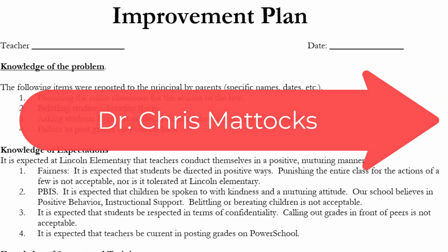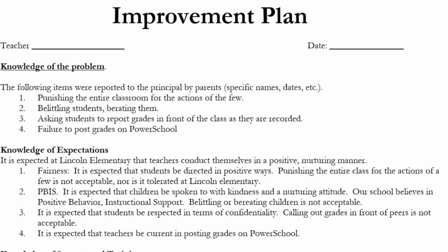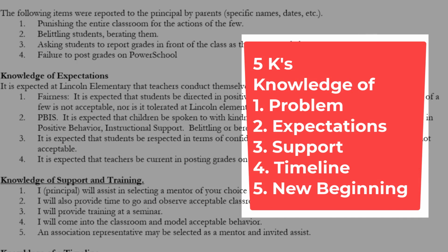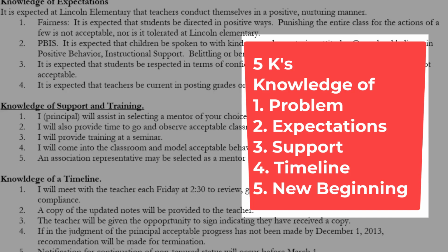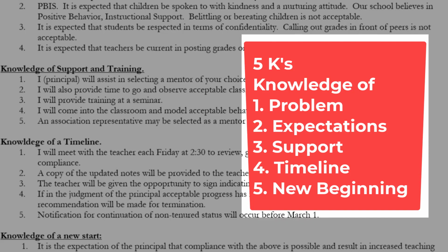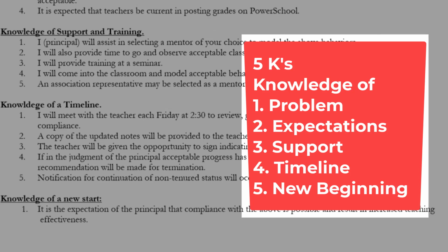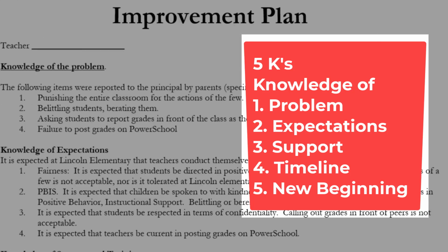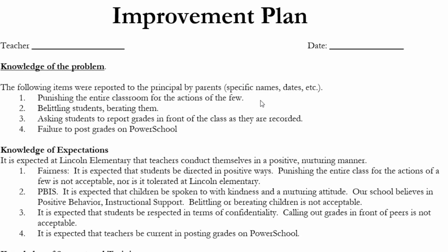It's called the 5 Ks, and each K stands for knowledge. What do we mean by knowledge? Well, first of all, knowledge of the problem. 2, knowledge of expectations. 3, knowledge of support and training. 4, knowledge of a timeline. And 5, knowledge of a new start. Now, what I did was I drew up a fictitious situation here for an improvement plan, and it could also be used for probation for a teacher.